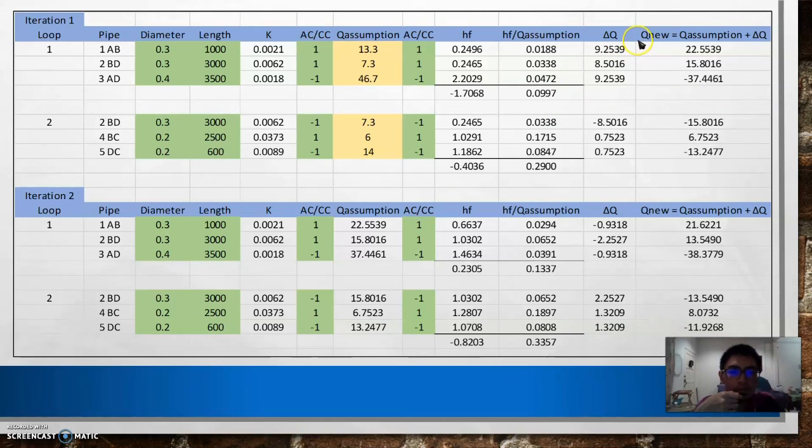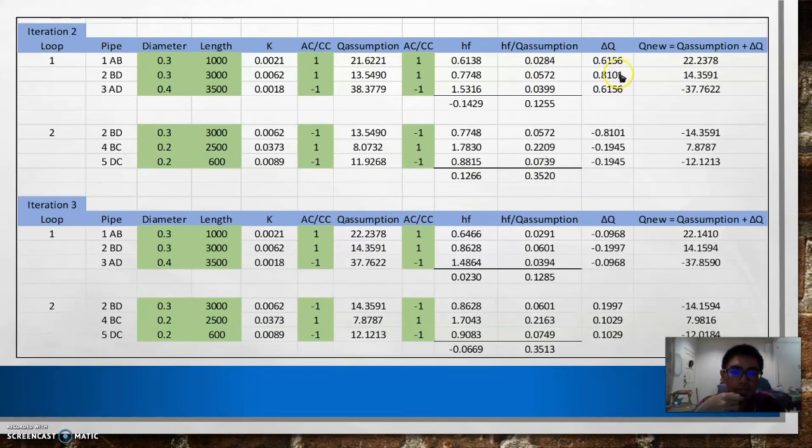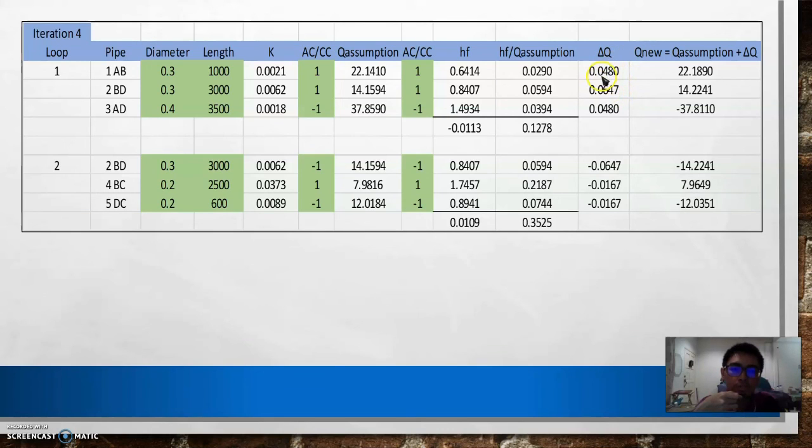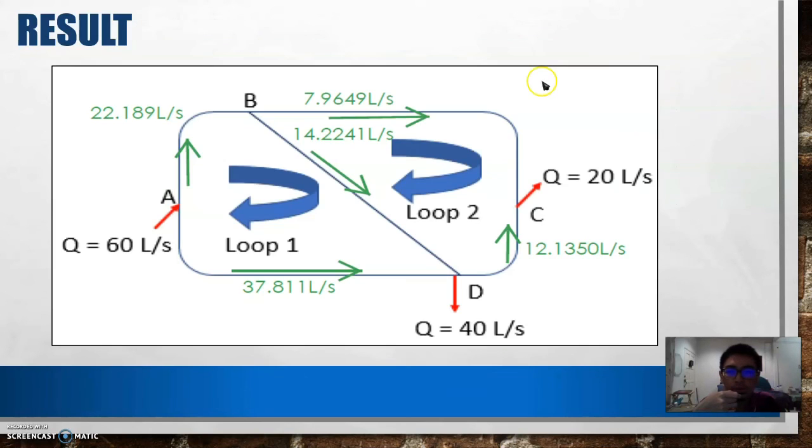The change in flow rate is still huge, so we will make some correction for the next iteration. The new flow rate will be added with the changes, and the iteration process will proceed until the value of the changes is negligible, nearest to 0, as shown in iteration 4. And this is the result of the iteration process. In the arrow diagram, the arrow shows the direction and the value is the flow rate in cubic meters per second.